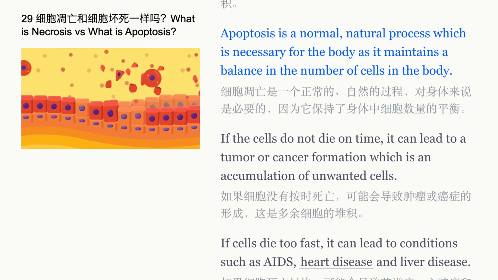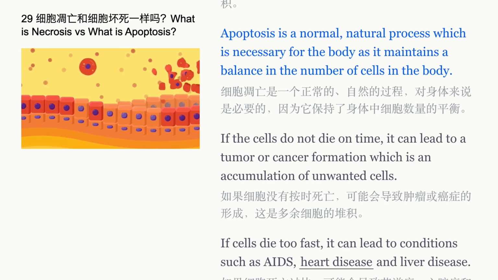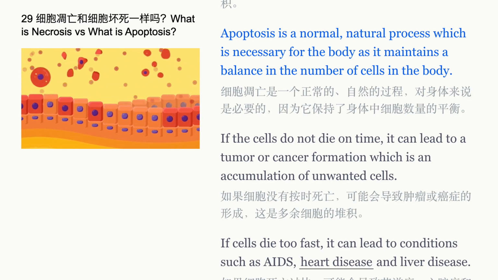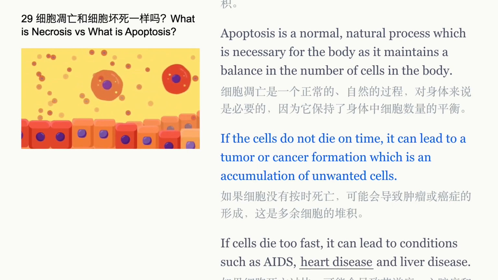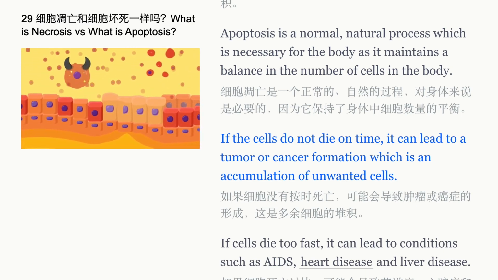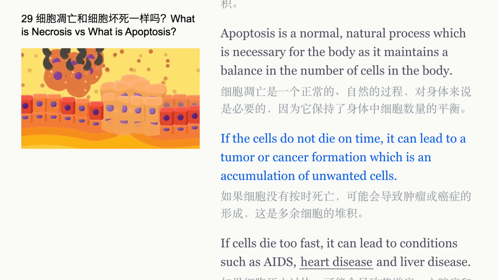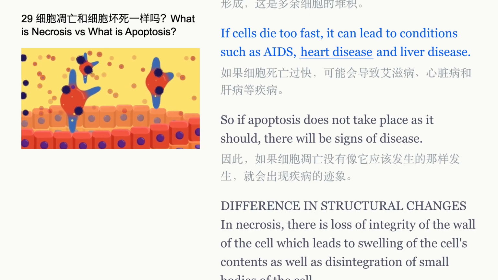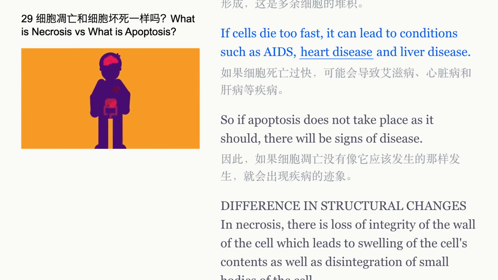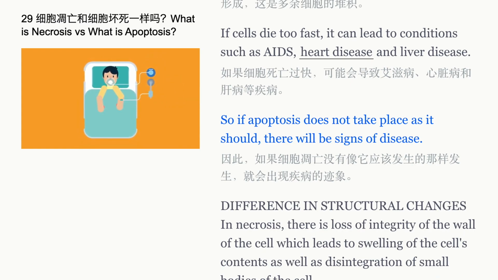This leads to inflammation and tissue damage, which leads to accumulation of cellular debris. Apoptosis is a normal, natural process which is necessary for the body, as it maintains a balance in the number of cells in the body. If the cells do not die on time, it can lead to tumor or cancer formation, which is an accumulation of unwanted cells. If cells die too fast, it can lead to conditions such as AIDS, heart disease, and liver disease. So if apoptosis does not take place as it should, there will be signs of disease.